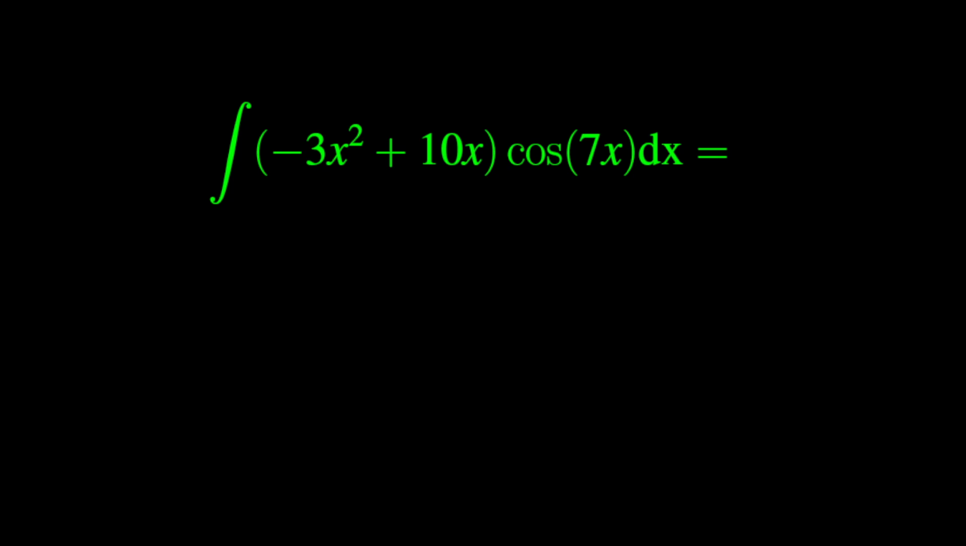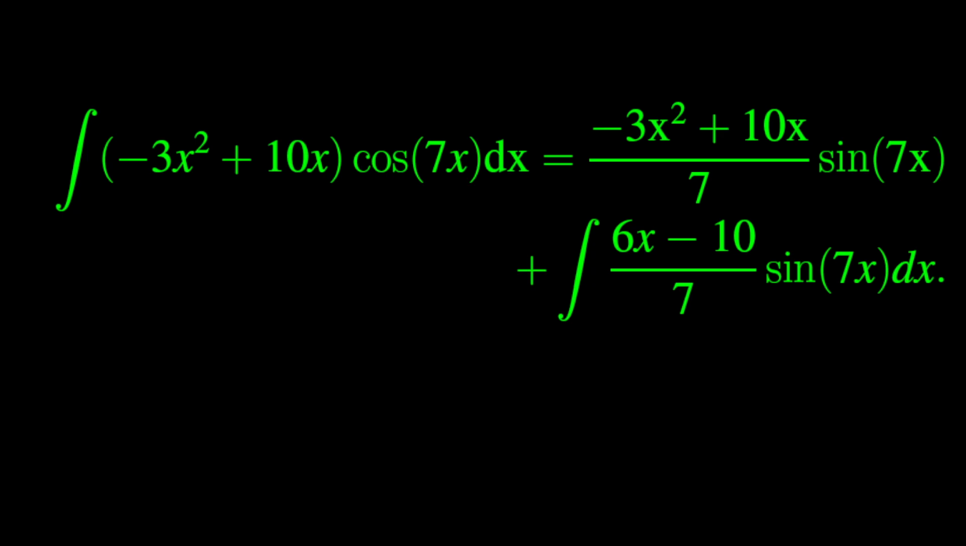Finally, the integral of minus 3x squared plus 10x times cosine of 7x dx is equal to minus 3x squared plus 10x over 7 times sine of 7x, plus the integral of 6x minus 10 over 7 times sine of 7x dx. Consequently we still have to integrate 6x minus 10 over 7 times sine of 7x, using integration by parts.